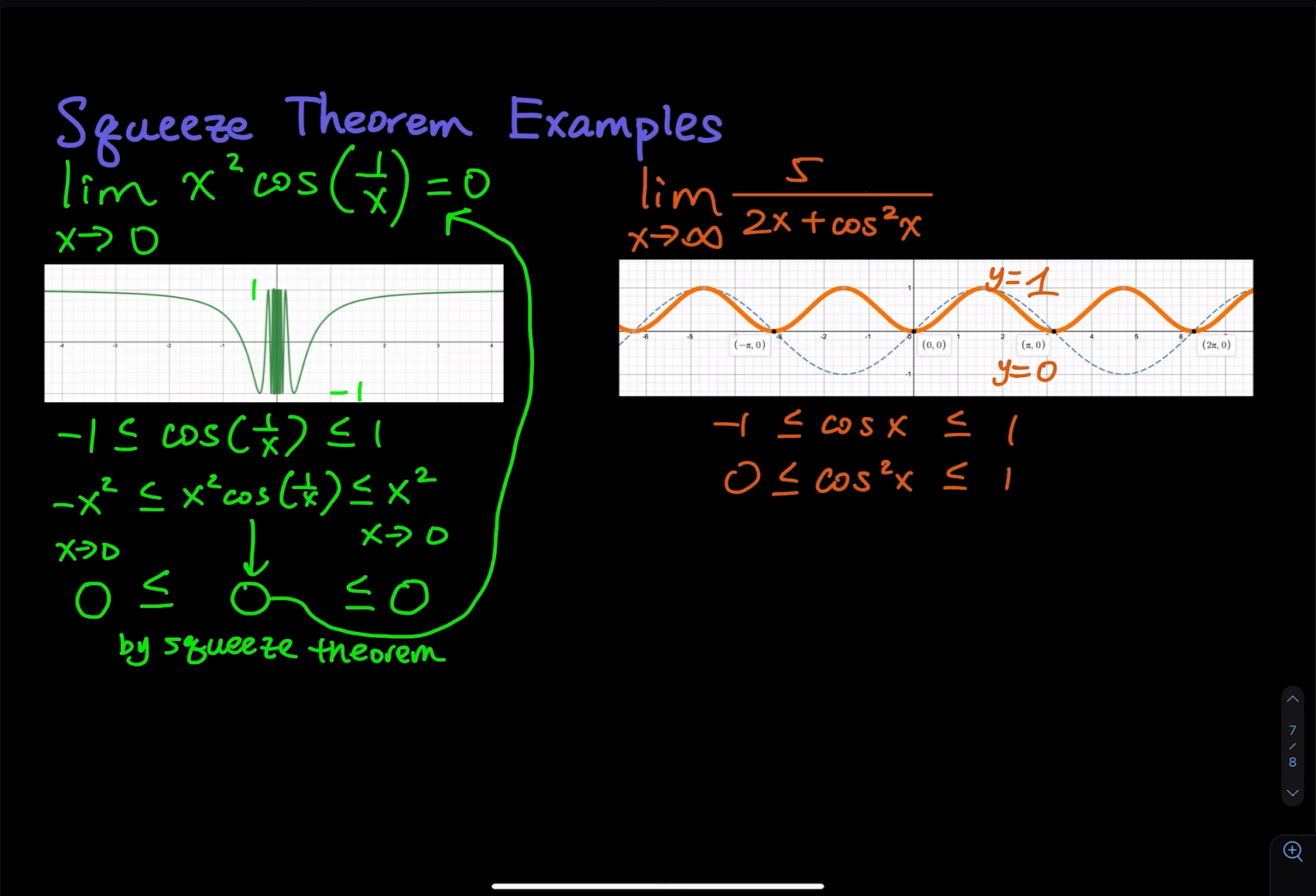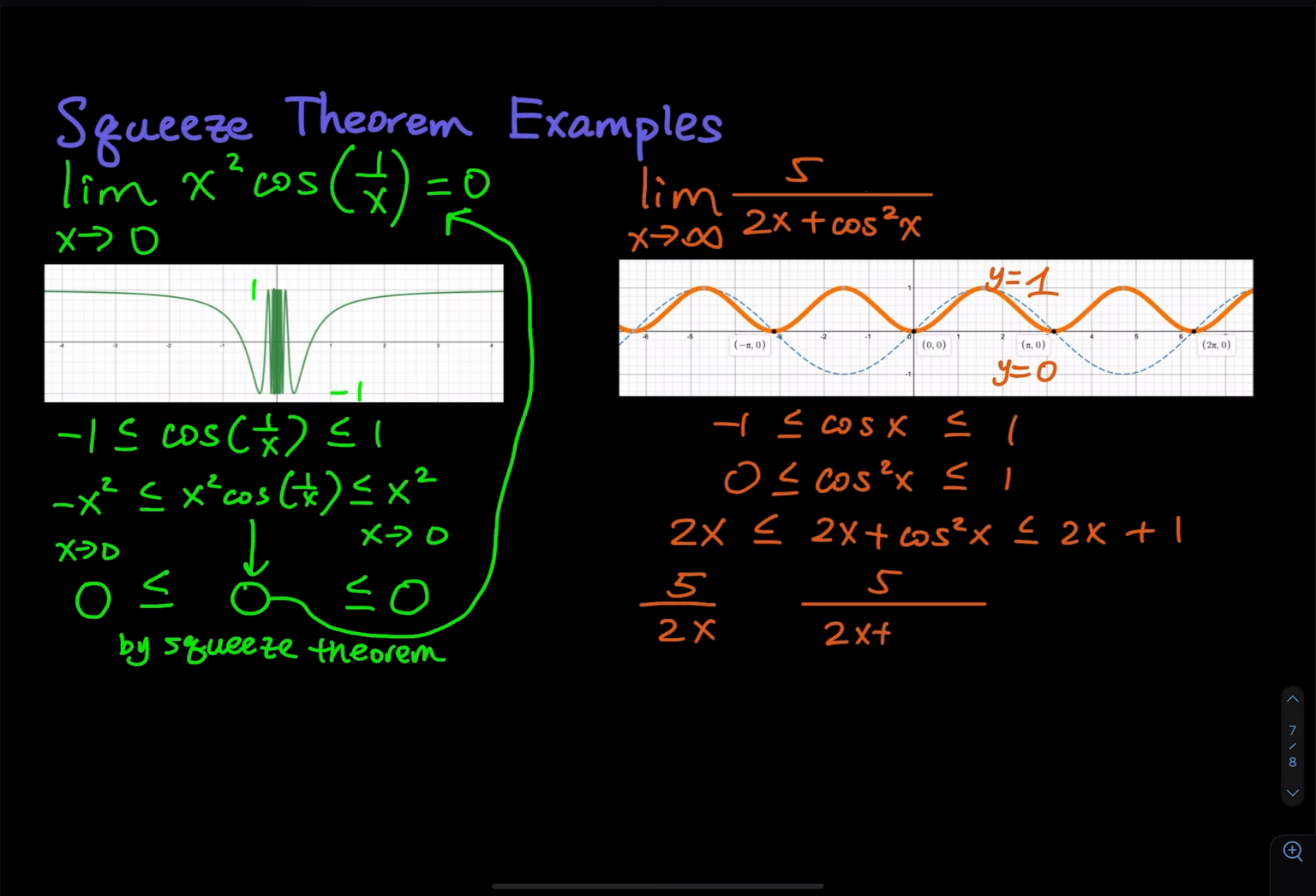All right. Okay, moving on, we build on top of that, and then we add a 2x to it, right? So we have 2x less than or equal to 2x plus cosine squared x less than or equal to 2x plus 1. And then we have to take 5 and divide each side. There is one big thing to change, and this is why I put the cosine squared in the denominator. So we have 5 divided by 2x, 5 divided by 2x plus cosine squared x, and 5 divided by 2x plus 1.